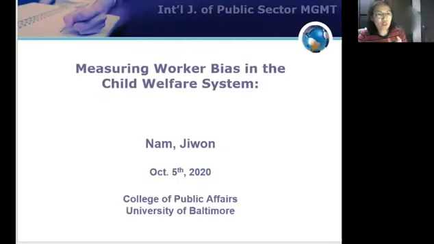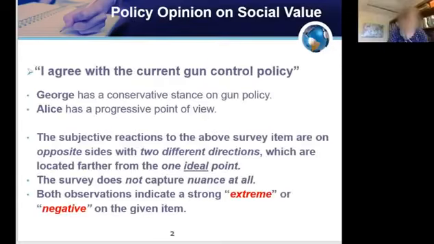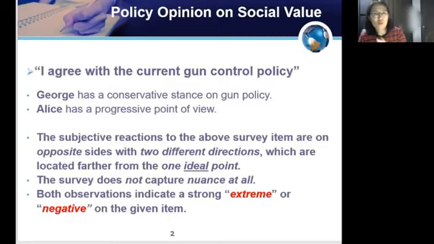So, measuring social worker bias in the child welfare system. Before I jump into my topic, I want to give a more explicit example. So you might see this kind of survey item: I agree with the current gun control policy.